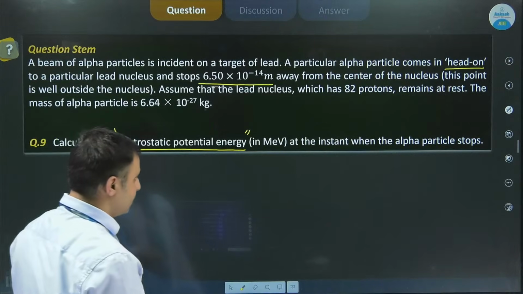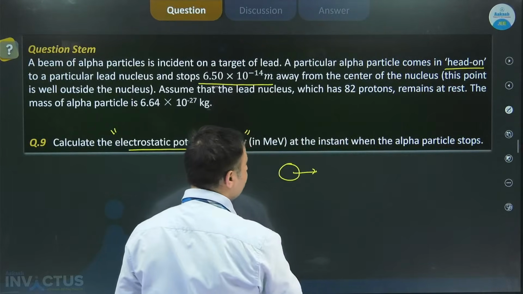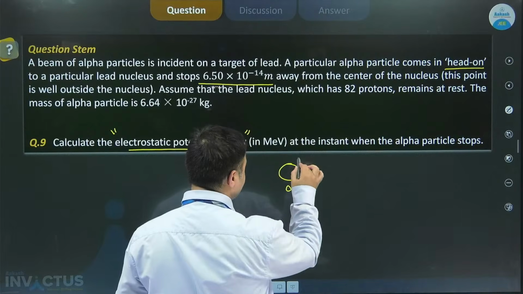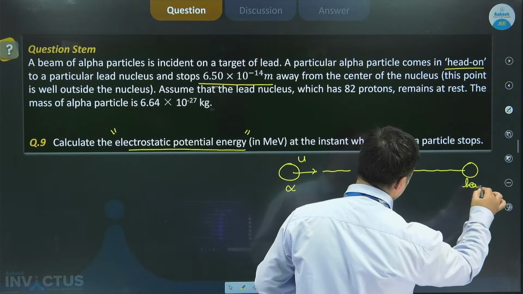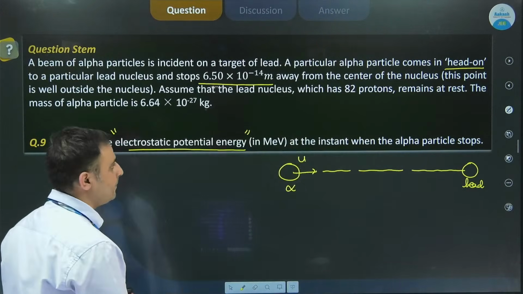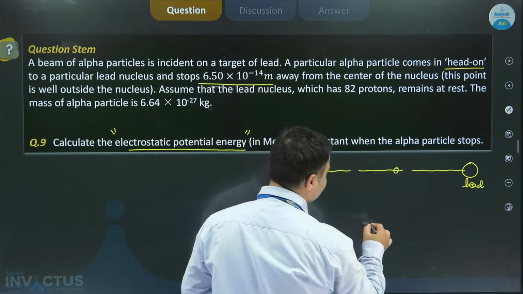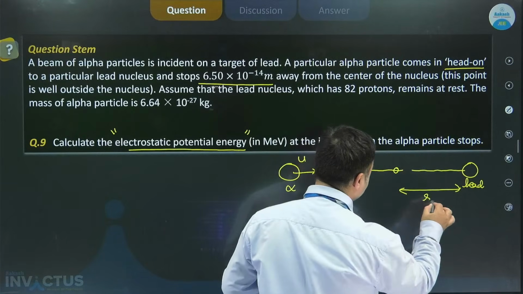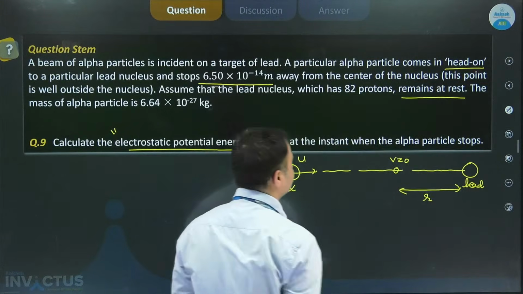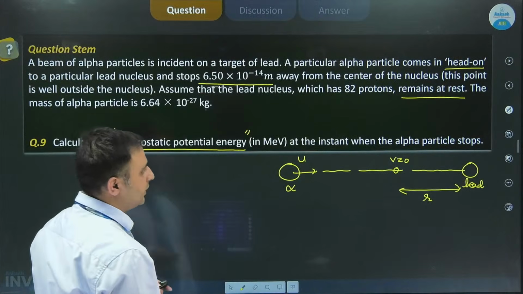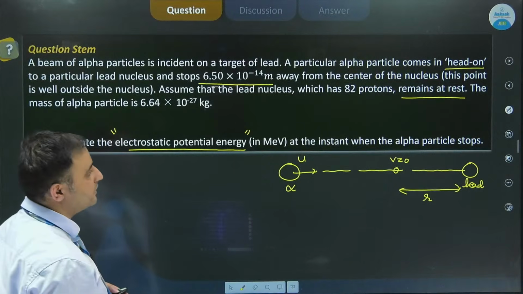All right. So in the given condition, alpha particles are bombarded towards the lead nucleus. Let us suppose the initial velocity of the alpha particle is u. Now, the closest distance is given to us. At the time of closest distance, the velocity of the alpha particle becomes 0 and the nucleus remains at rest. So the velocity of the alpha particle becomes 0 and this closest distance is given to us. Now it is asking for the electrostatic potential energy at the instant when the alpha particle stops.